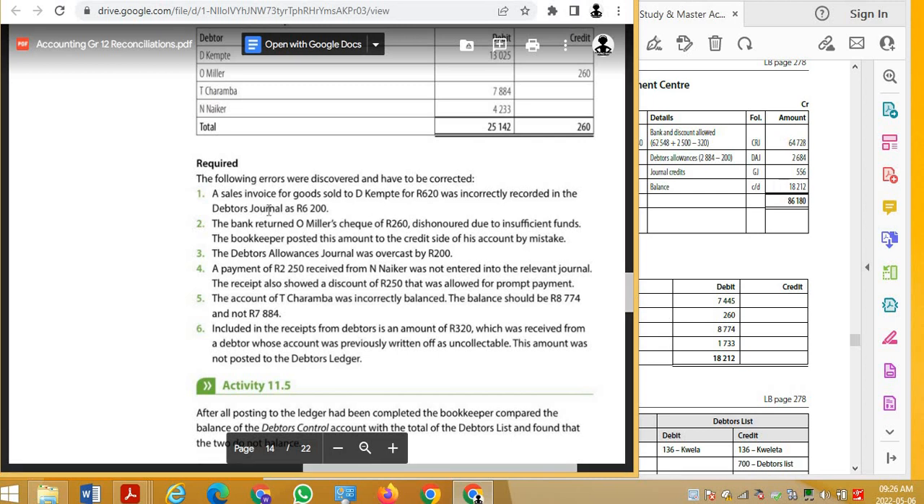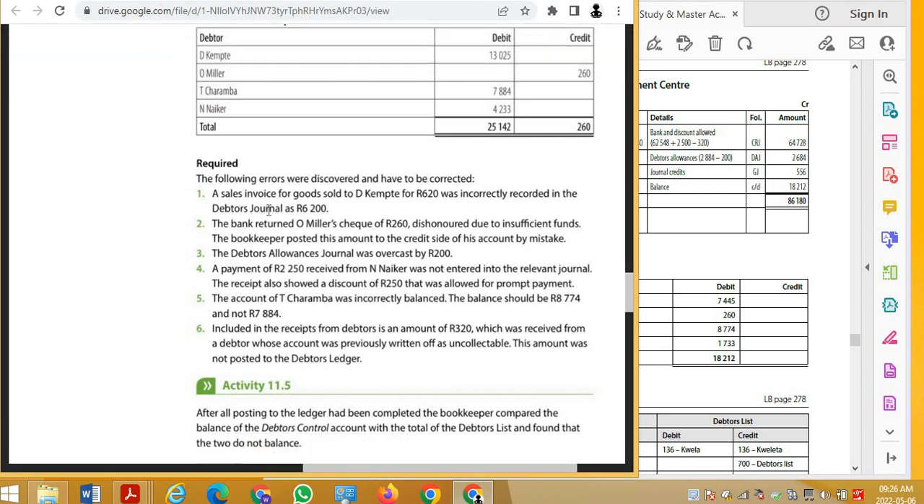Number one, a sales invoice for goods sold to Kempter for 620 Rand was incorrectly recorded in the debtors journal as 6,200 Rand. So remember, the debtors journal is the start, the peak of the mountain before everything trickles down into the debtors ledger or the general ledger, right? Transactions start their life in the journal, and it seems like the journal itself is wrong, and therefore it's going to affect the debtors ledger as well as the debtors journal.